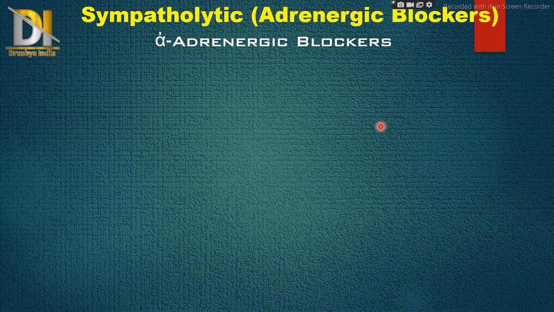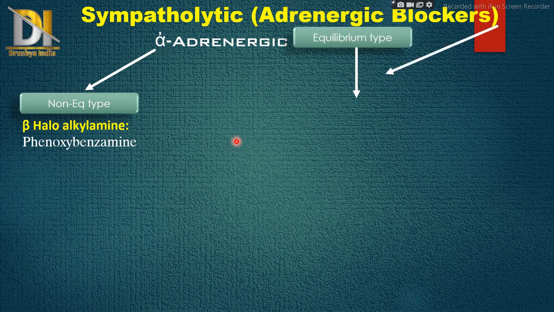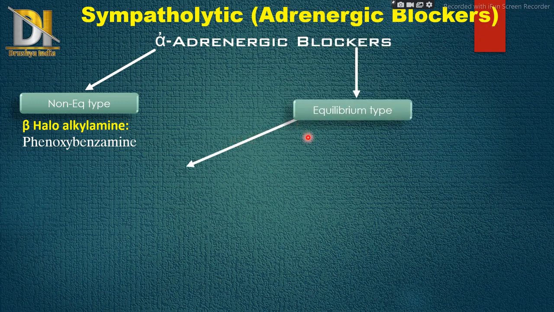First one is adrenergic blockers. It is mainly classified into two classes. First class is non-equilibrium type, under which one class is beta haloalkylamine, in which there is only one drug, that is phenoxybenzamine. Then the next class is equilibrium type.